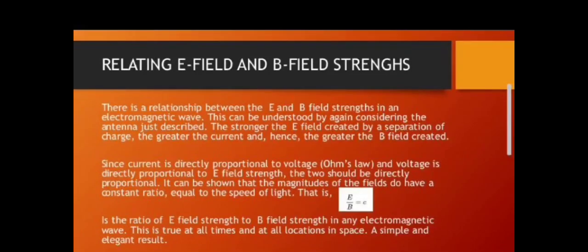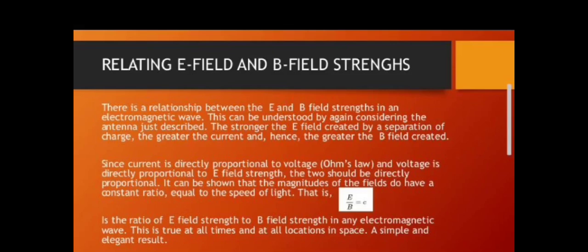Relating electric and magnetic fields. There is a relationship between the electric and magnetic field strengths in an electromagnetic wave. This can be understood by again considering the antenna just described. The stronger the electric field created by the separation of charge, the greater the current, and hence the greater the magnetic field created. Since current is directly proportional to voltage, or Ohm's law, and voltage is directly proportional to electric field strength, the two should be directly proportional.